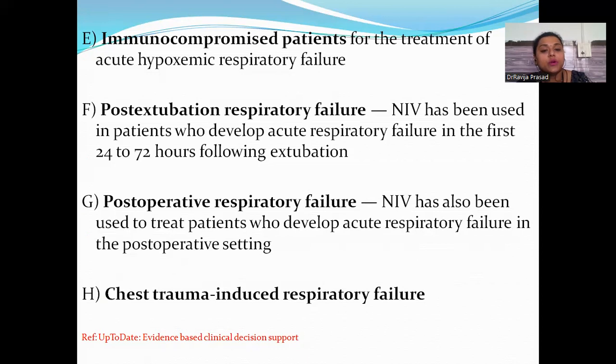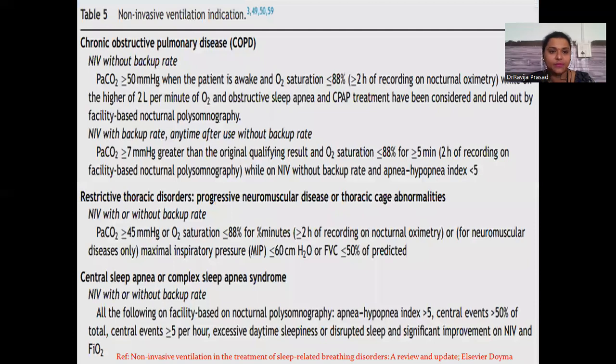Then the seventh, post-operative respiratory failure. NIV has also been used to treat patients who develop acute respiratory failure in the post-operative setting. Now, the eighth is chest trauma induced respiratory failure. Then, the indications for non-invasive ventilation.